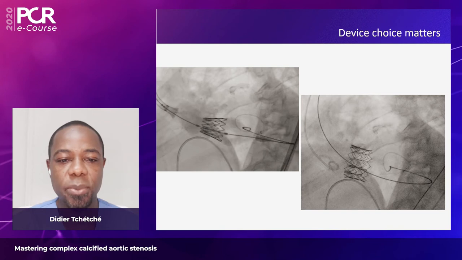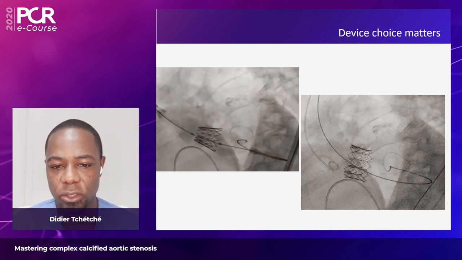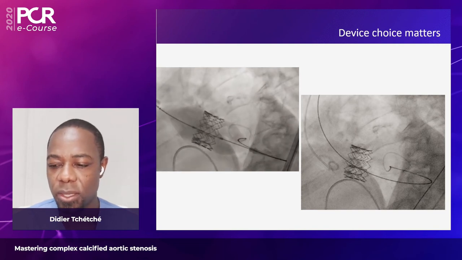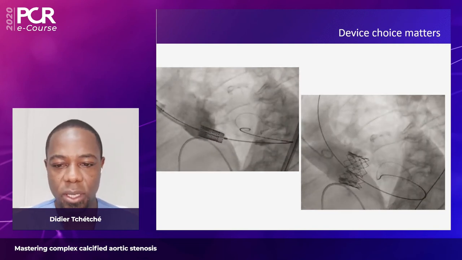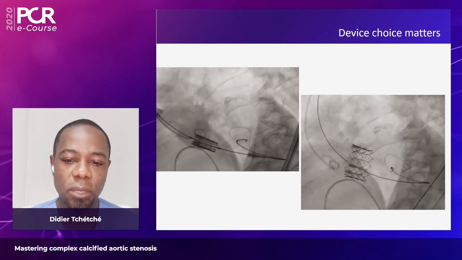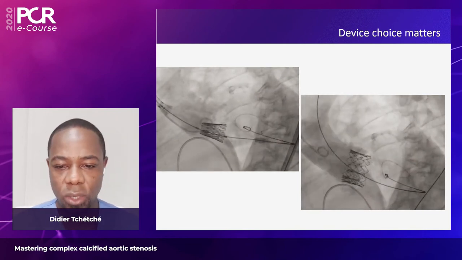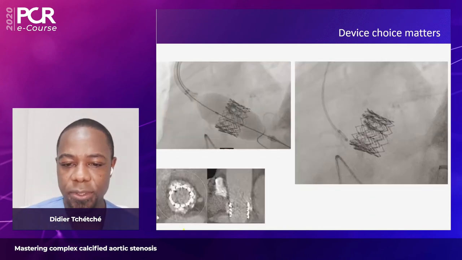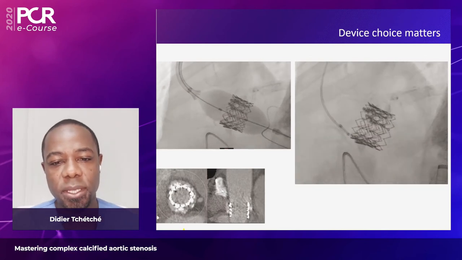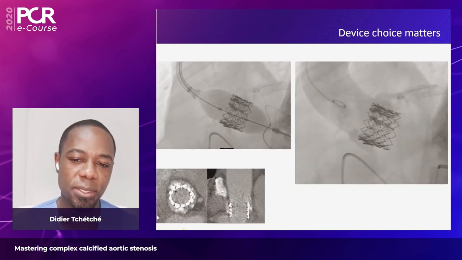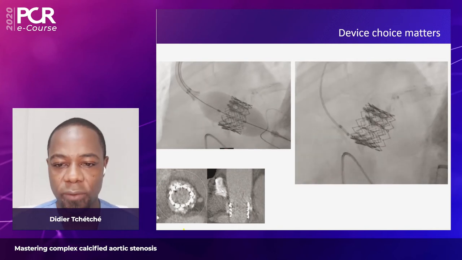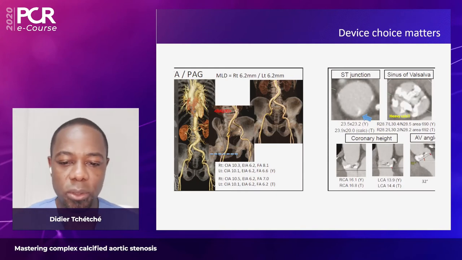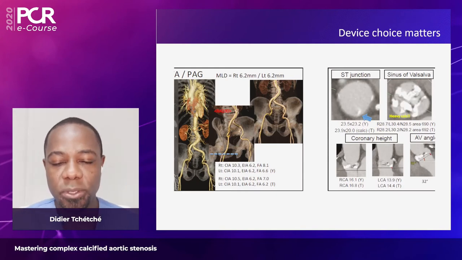And you're going to see that despite this very, very slow inflation, we had a perforation just located in the posterior aspect of the aortic annulus. You see that contrast falling into the left atrium and part of the pericardial space. So this was easily solved by the deployment of a second valve, but this is definitely something that we have to anticipate and try to avoid. How can we do that? Definitely by proper device selection.